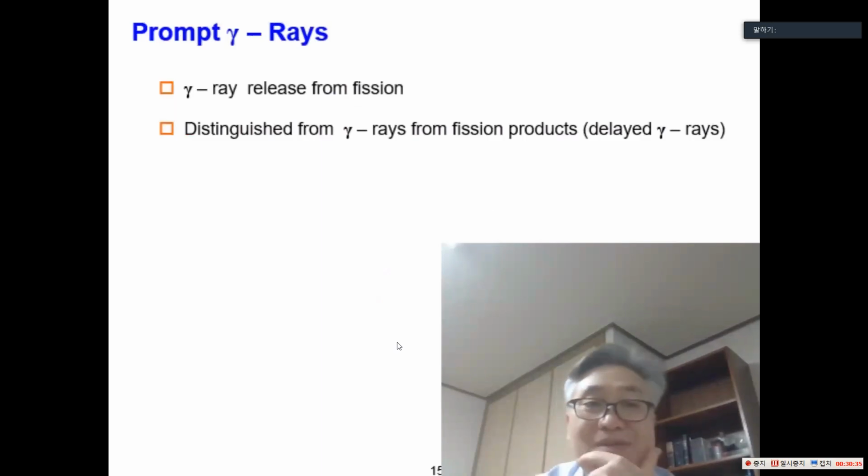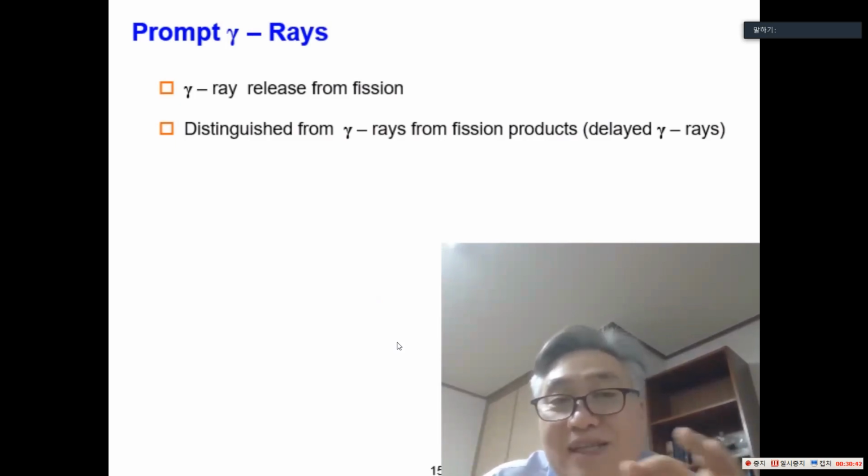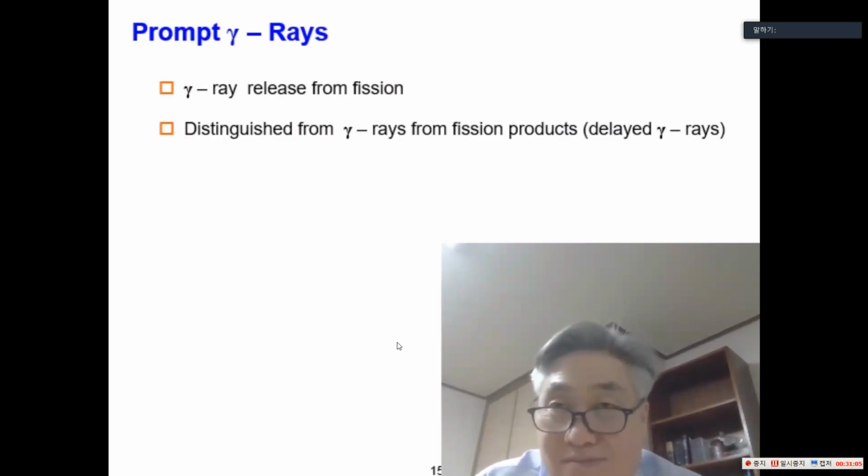Now, when we call prompt neutron and delayed neutron, there is a neutron coming out immediately after the fission, and delayed neutron coming out after some time, from millisecond to minute, and gamma is the same. Prompt gamma is released from fission, and fission product after some time emits gamma, so that is called delayed gamma. Okay, that's the same concept.